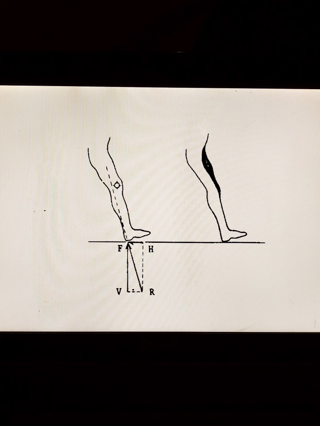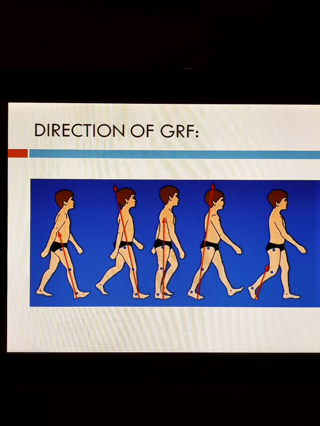So now we'll discuss the direction of ground reaction force during various phases of gait. In initial contact, which is the first phase, the ground reaction force passes behind the ankle, behind the knee, and in front of the hip joint. In loading response, the ground reaction force passes in front of the ankle joint, through the knee joint, and in front of the hip joint. And during mid stance, the ground reaction force passes in front of the ankle joint, in front of the knee joint, and through the hip joint.